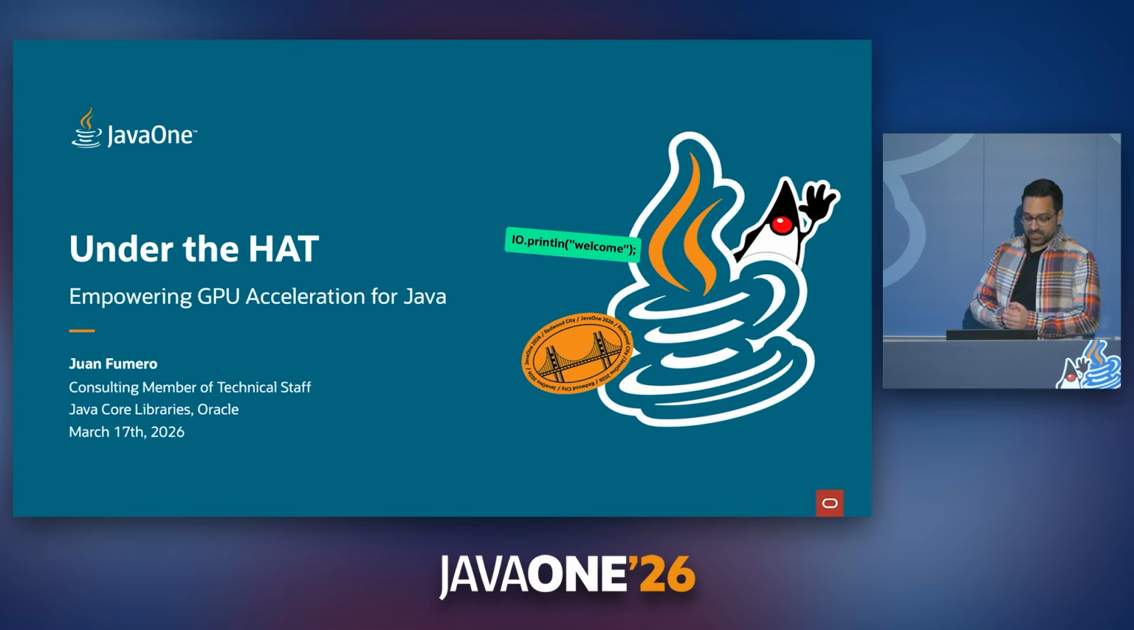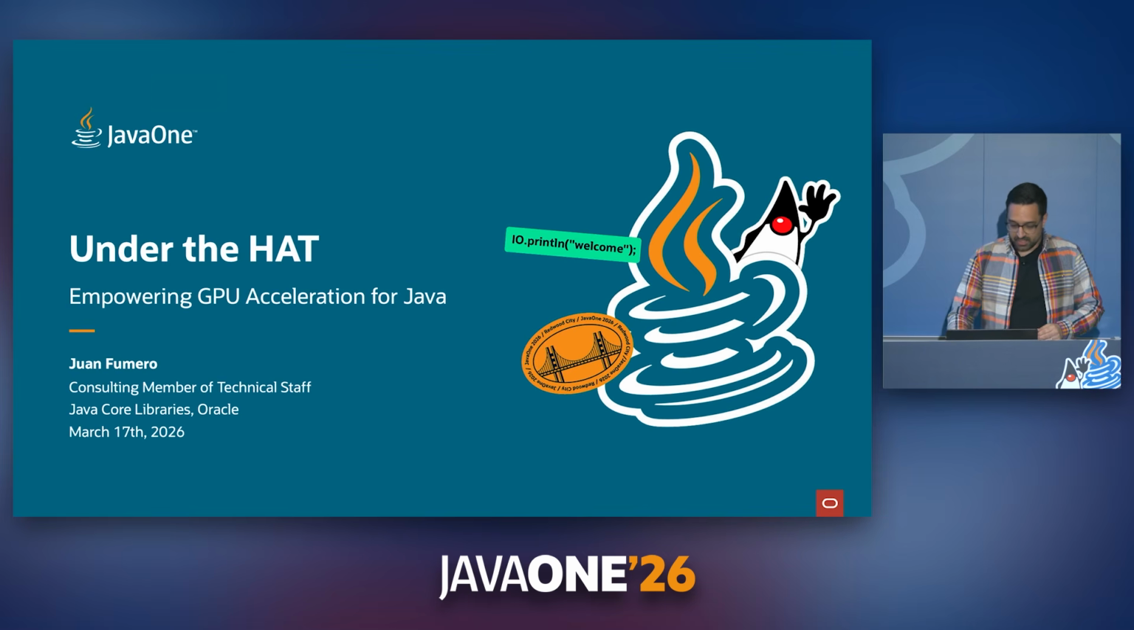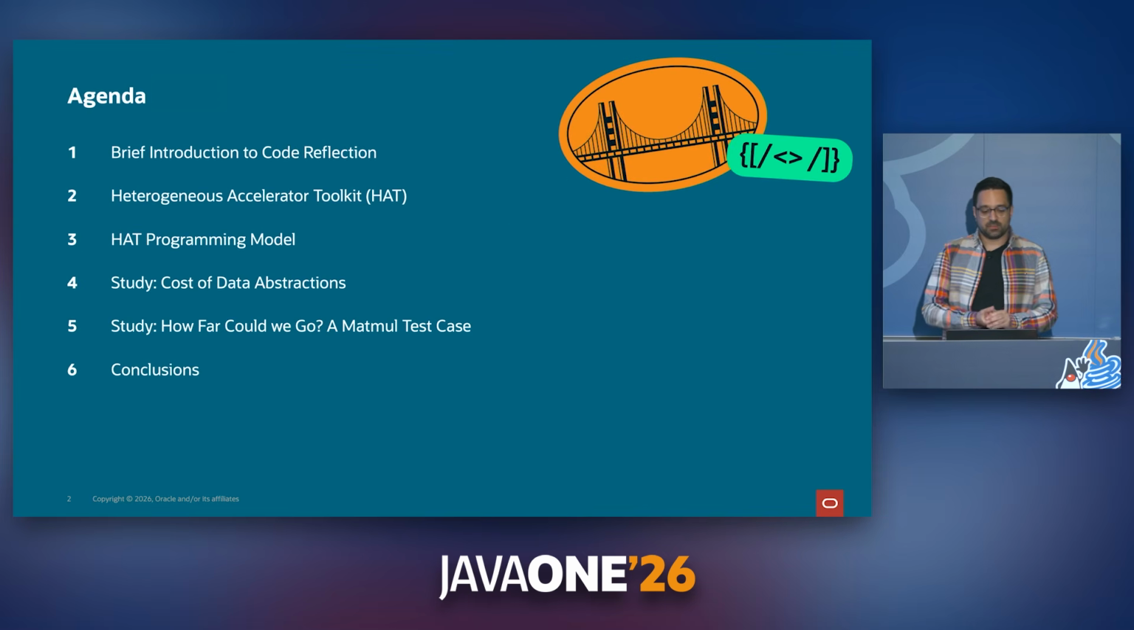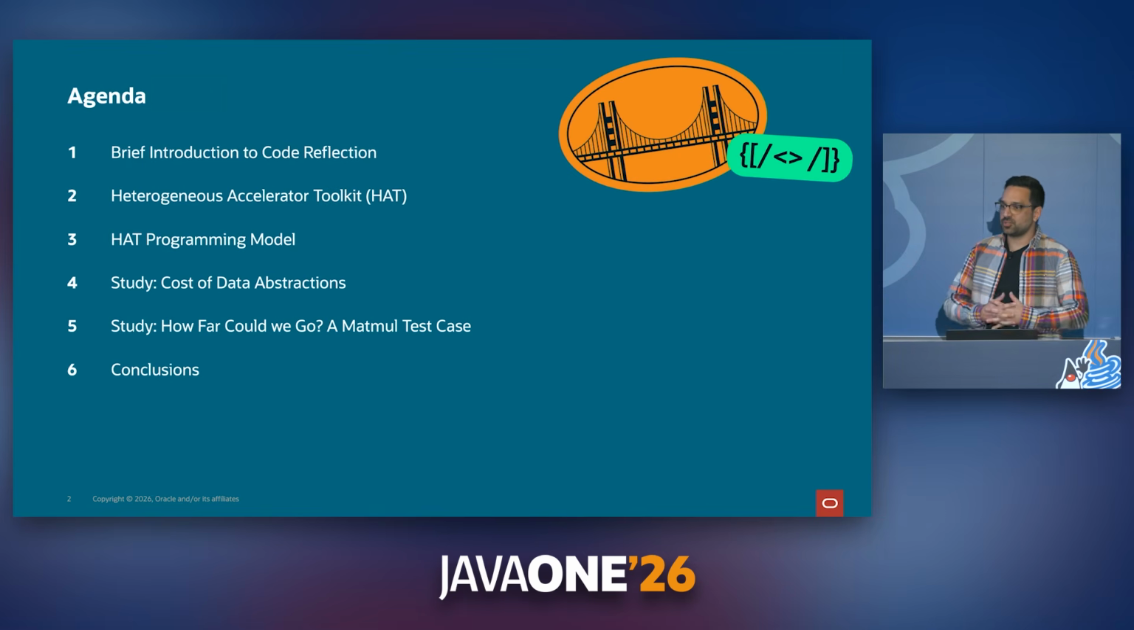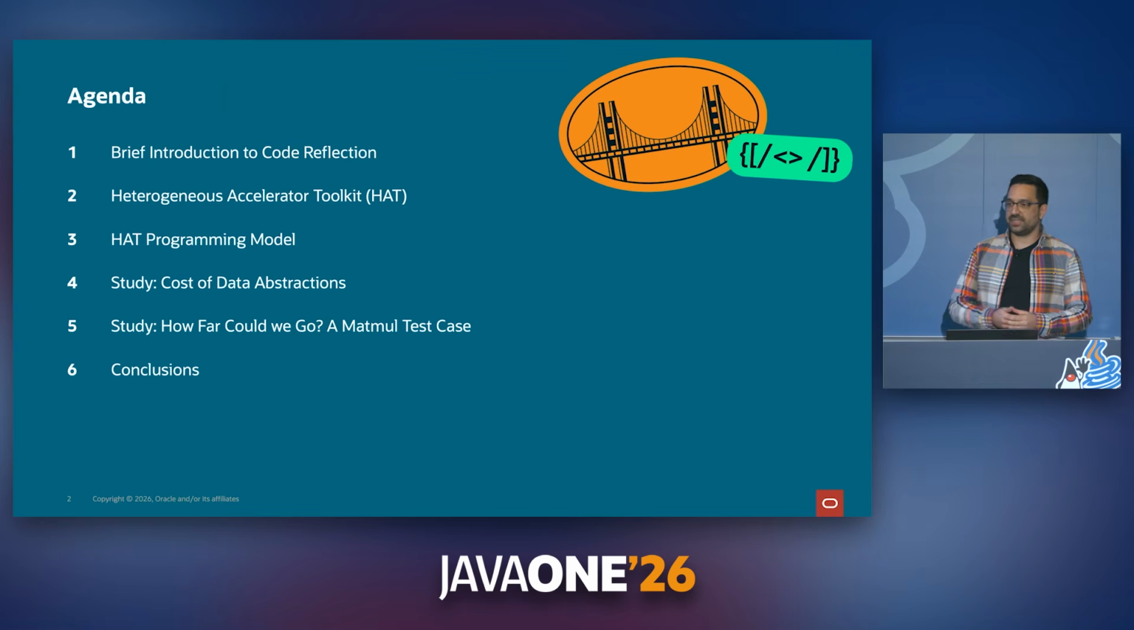I'm Juan, by the way. I'm a software engineer at the Oracle Java Platform Group, working in the Java core libraries team. Today I'm going to talk, first of all, about a brief introduction to core reflection. It's going to be an intro to core reflection in 3 minutes. I assume that many of you were in the previous talks by my colleagues Ruby and Paul talking about core reflection in depth. So this is just a recap to set up the terminology I need for the rest of the presentation. And then I'm going to dive into HAT, the GPU part.